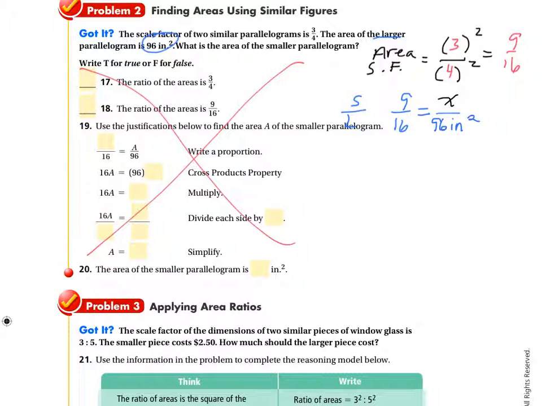All right, if you can reduce vertically when you have bigger numbers, I would. We can't, so we can't. You cannot reduce across an equal sign, so we're just going to cross multiply. So we get 16x is equal to, what's 9 times 96? What is it? 864 inches squared. And then we're going to divide by 16. Tell me what that is. 54 even? So 54, and that's going to be inches squared. Now, what does that represent? What does x represent?